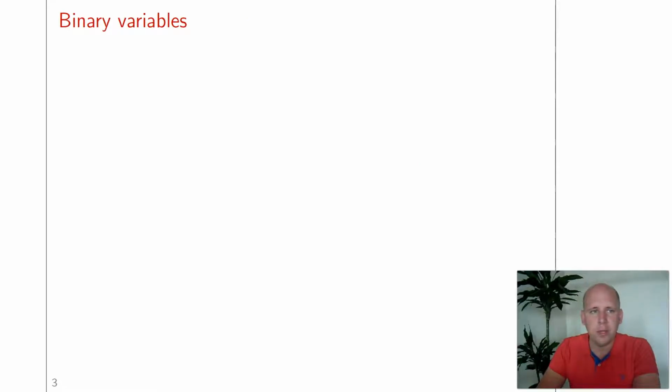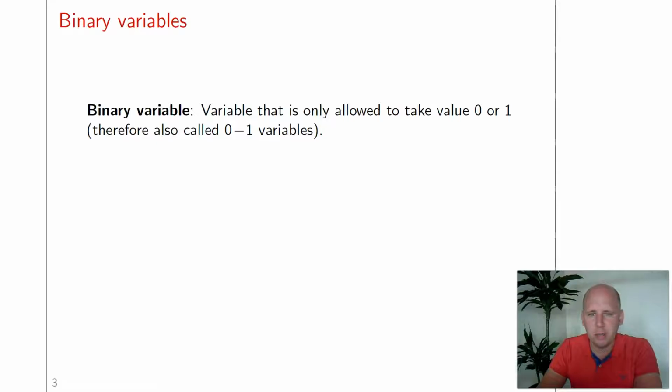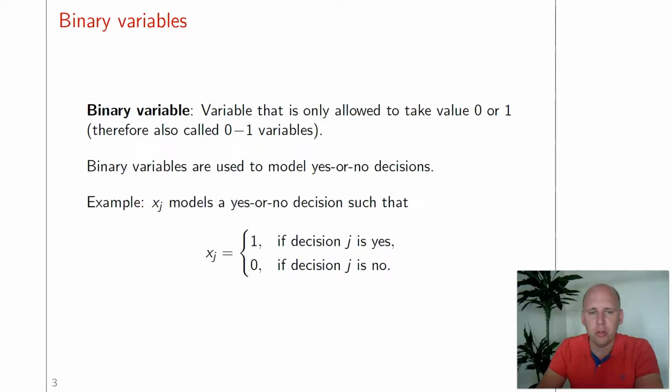A special type of integer variable is a binary variable. A binary variable is just an integer variable that can only take values 0 and 1. Those variables are often used to model yes or no decisions. So we could, for instance, say that xj models a yes or no decision, and then 1 typically is the value for a yes, 0 typically is the value for no.